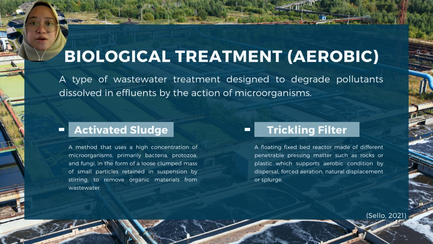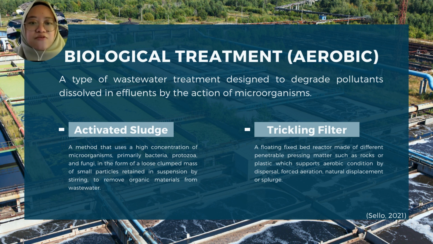Therefore, several treatments are being applied at the wastewater treatment plant with the aim of eliminating contaminants before the wastewater leaves the tanks and enters the ground and is consumed by humans and animals. The first treatment is biological treatment in the form of aerobic treatment. Biological treatment is a type of wastewater treatment designed to degrade pollutants dissolved in effluents by the action of microorganisms.